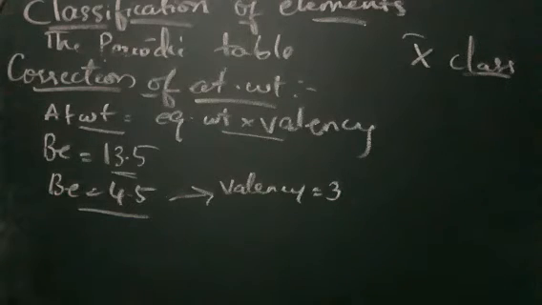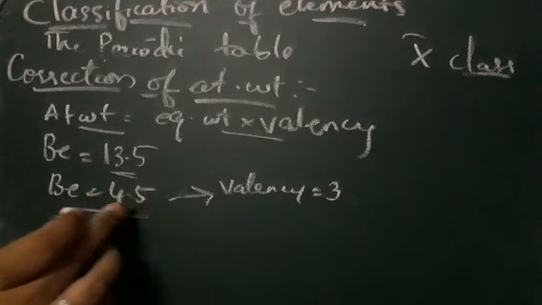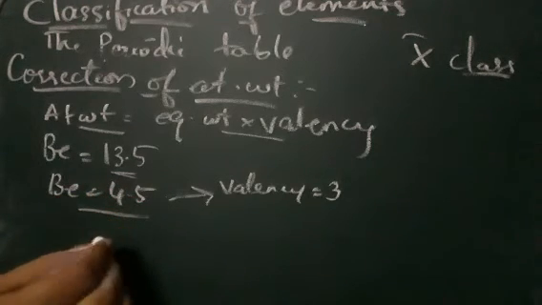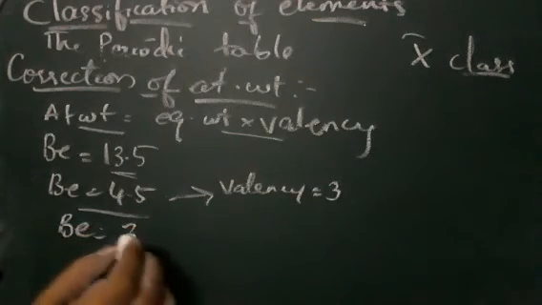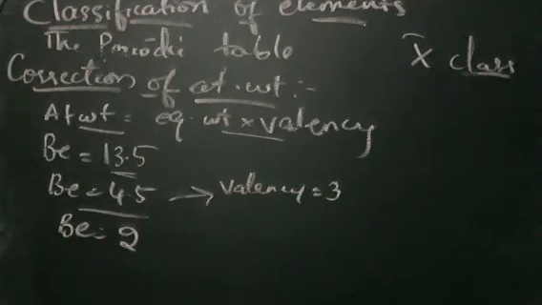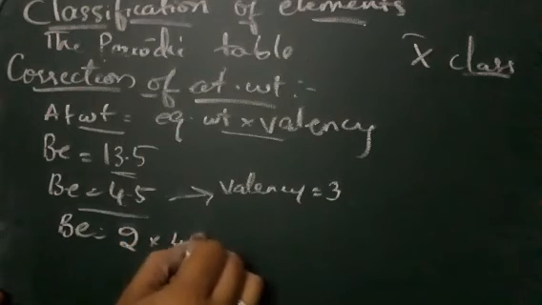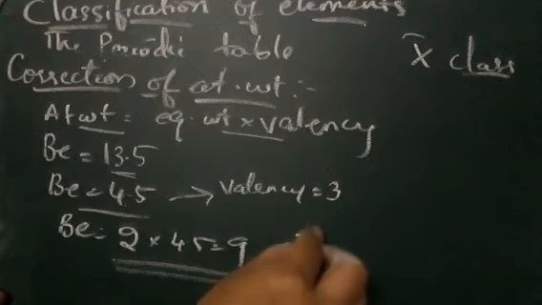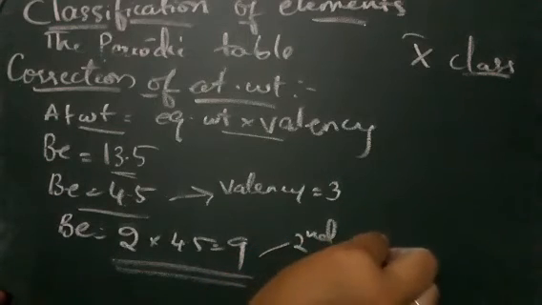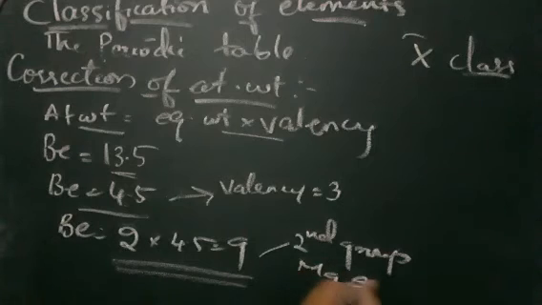He said that its valency should be 3. Later on he said that no, its valency should be 2. If the valency is 2, then calculating this valency times the equivalent weight 4.5, you get 9. So that means now it fits in the second group, which is similar in properties to magnesium, calcium, etc.